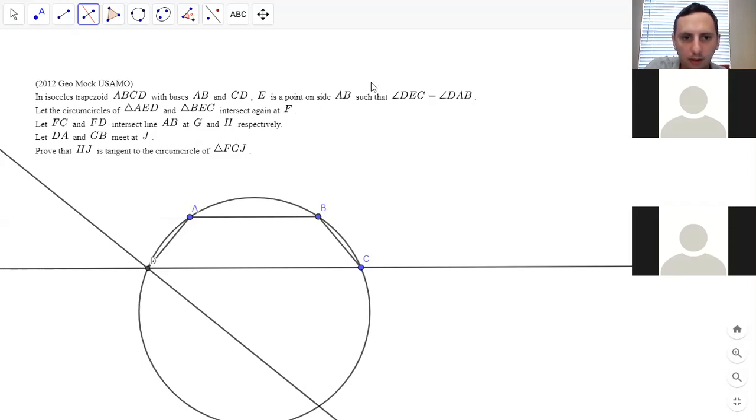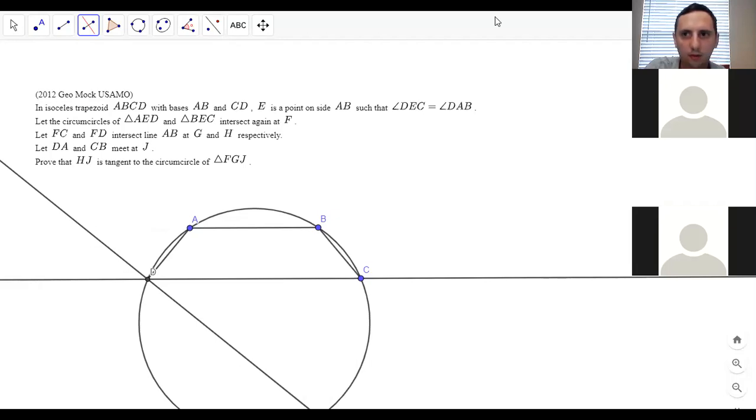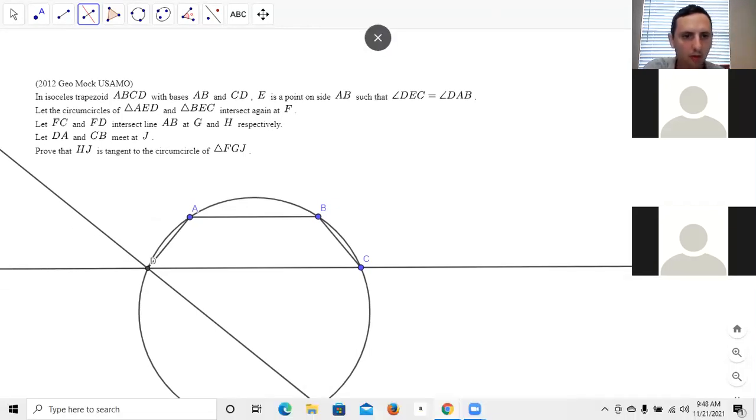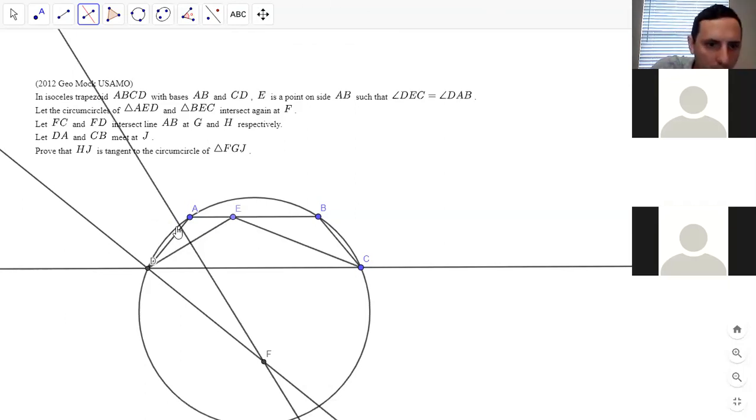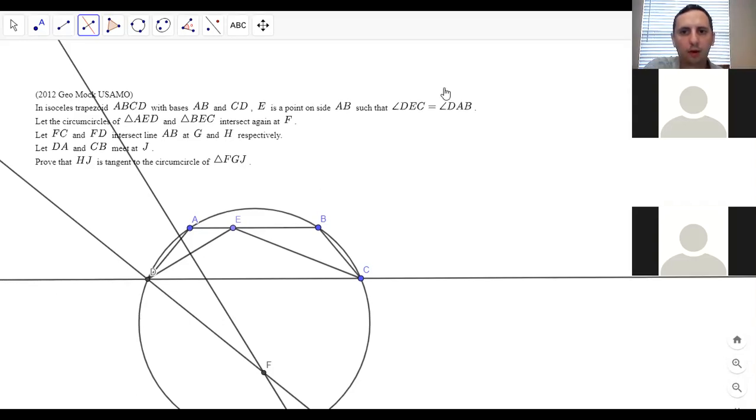Let me read the chat. DEC is tangent. Hold on a sec. Sorry. Yeah, I'm trying to figure out how to construct point E. We want angle ADE to equal angle ECD. Yeah, how do we do this? I thought I had it for a second. So basically, let me draw the circumcircle of AD.